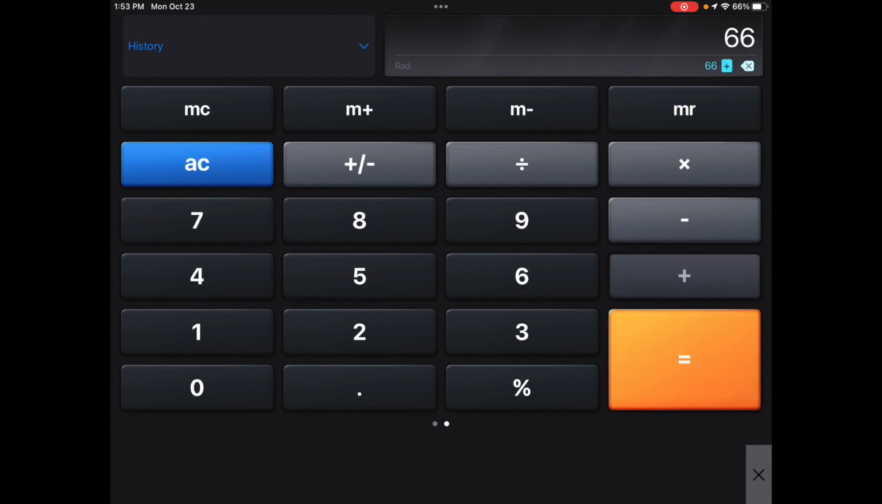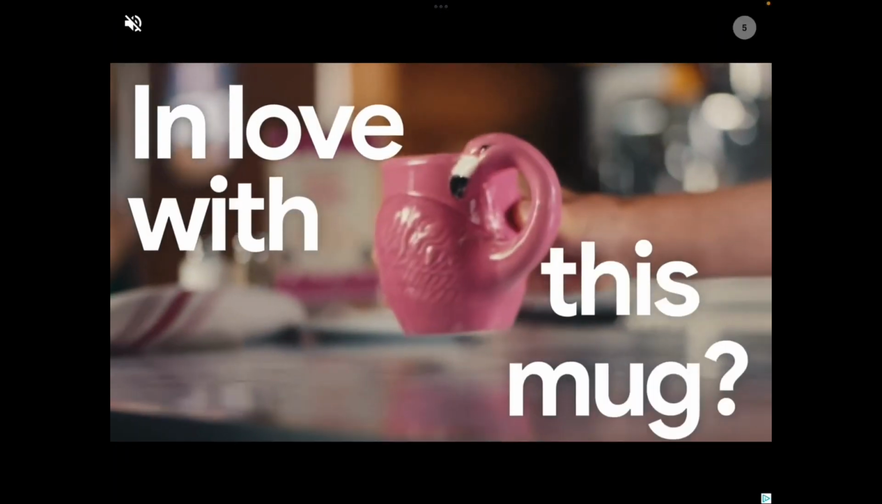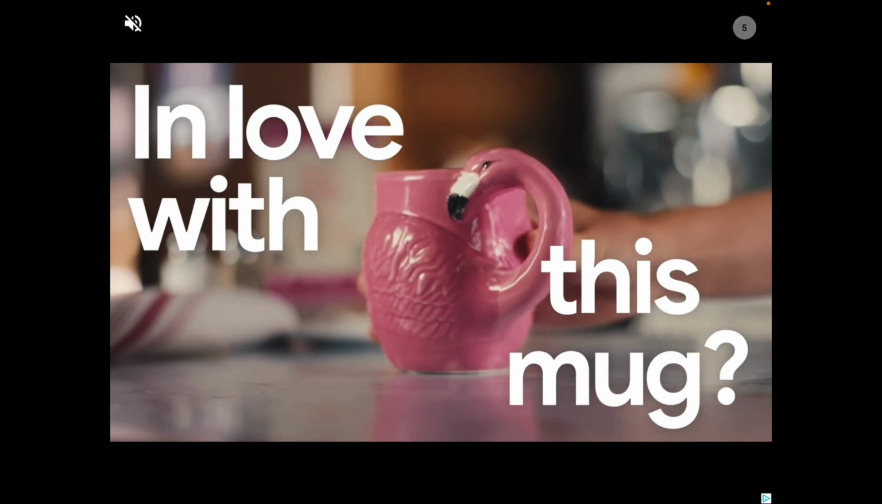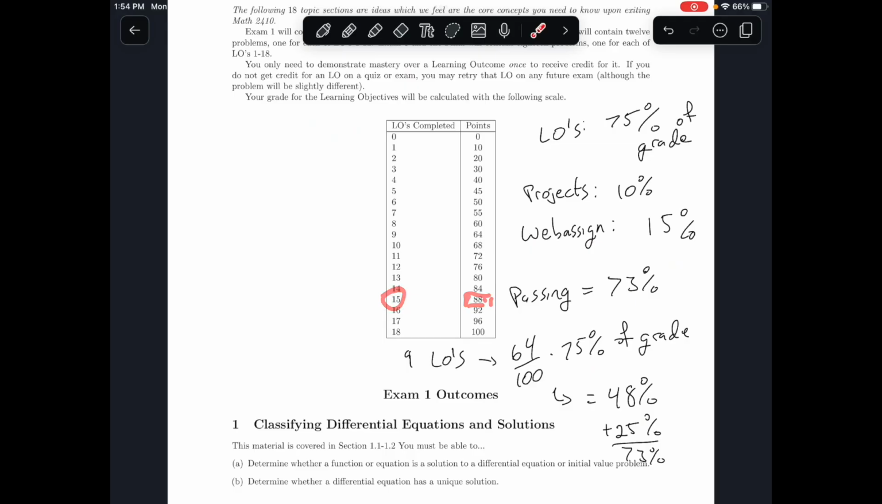So if you do 88% of 75, that's 66, plus the remaining 25. That puts you at a 91. And so that's a little bit below the learning outcomes grade which corresponds to 15 learning outcomes. That puts you at an A minus. 16 and above puts you at an A for the class. All right. So let's jump in.